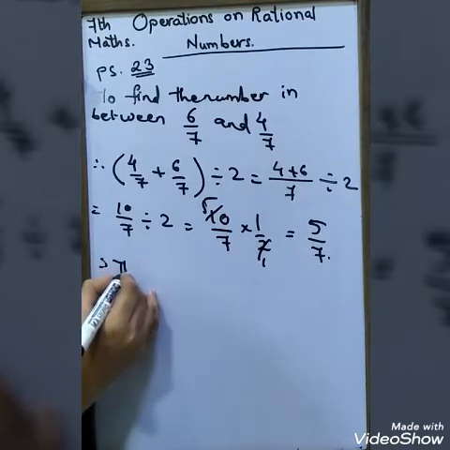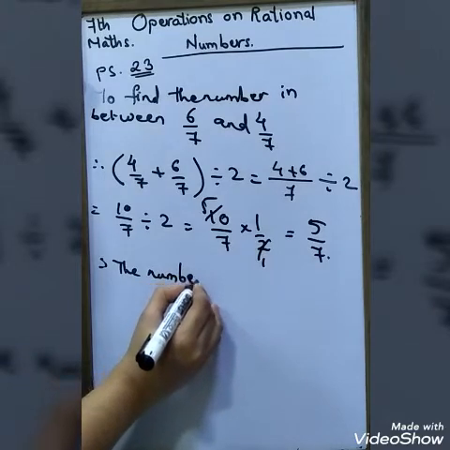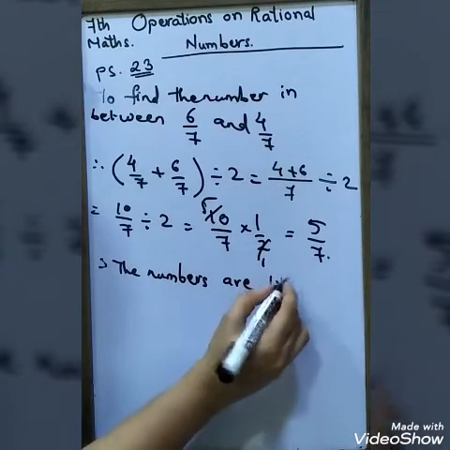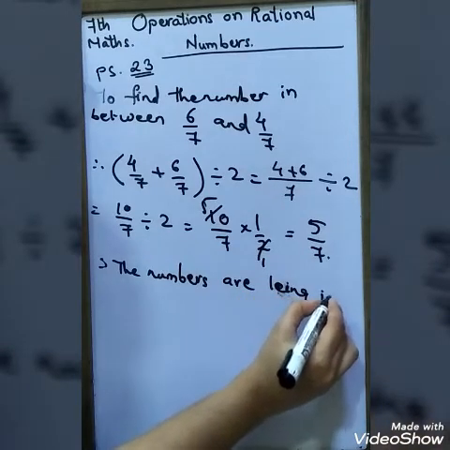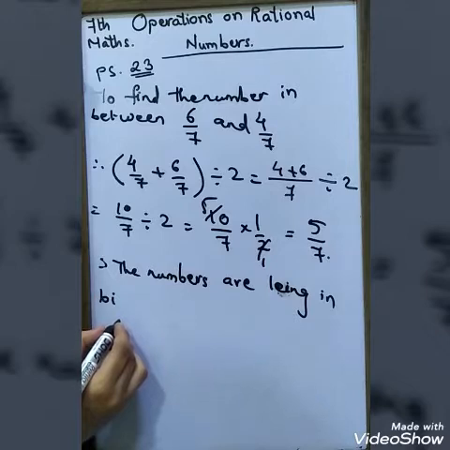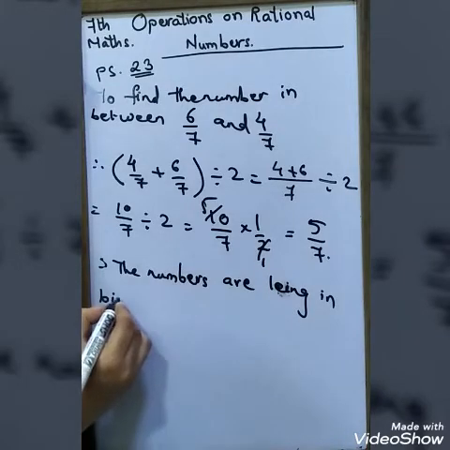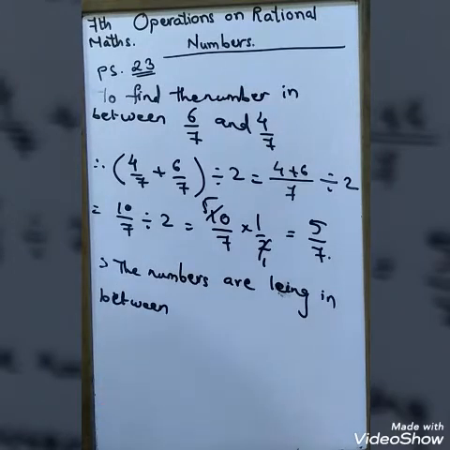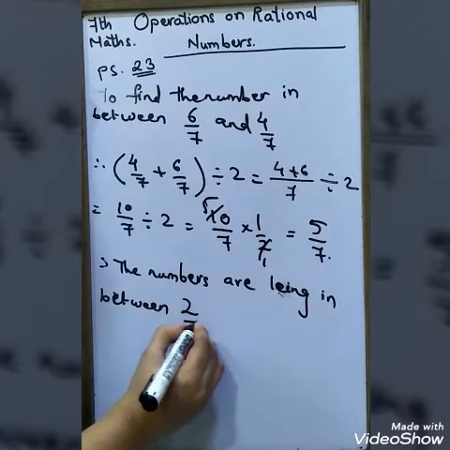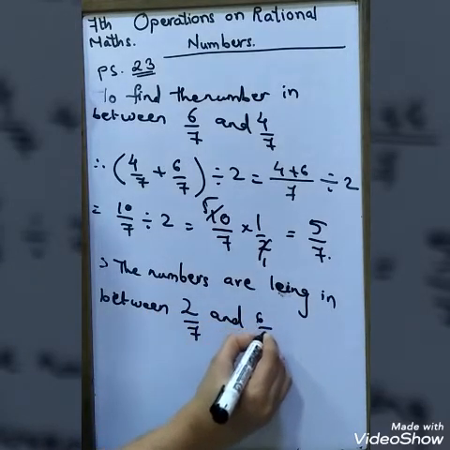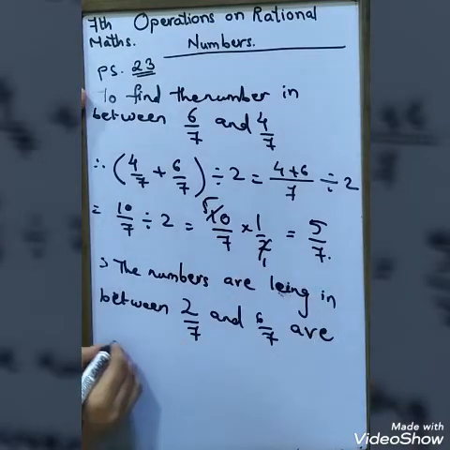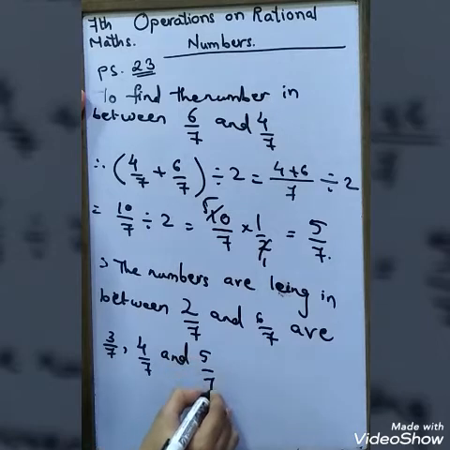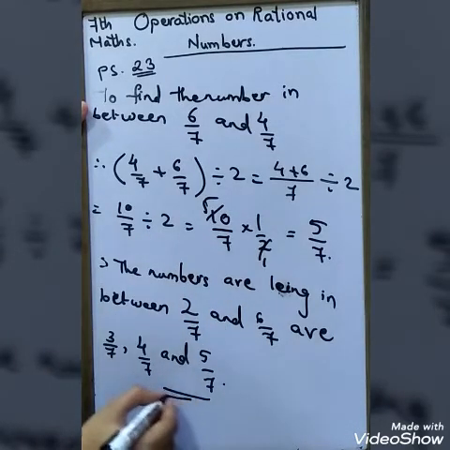Therefore, the numbers lying in between 2 upon 7 and 6 upon 7 are 3 by 7, 4 by 7 and 5 by 7. Like this way we have completed our first question.